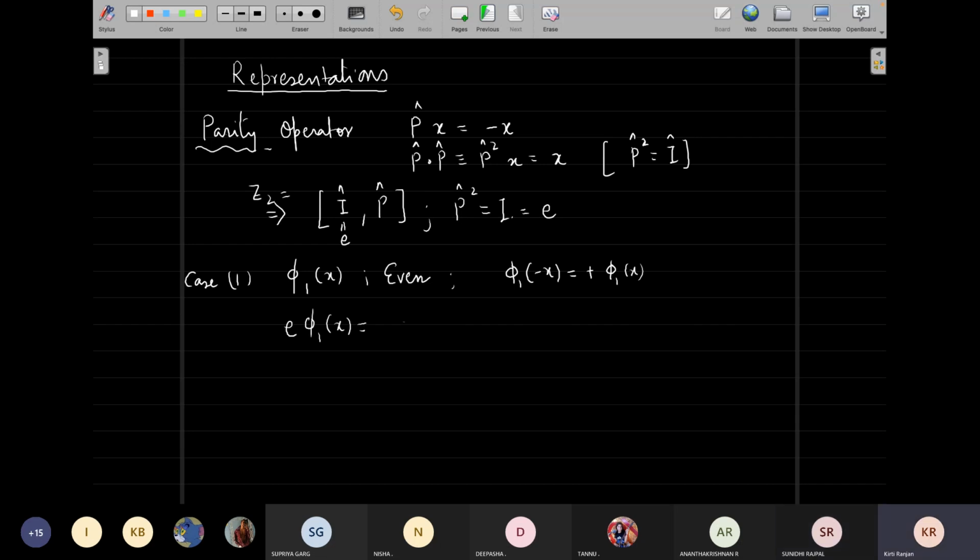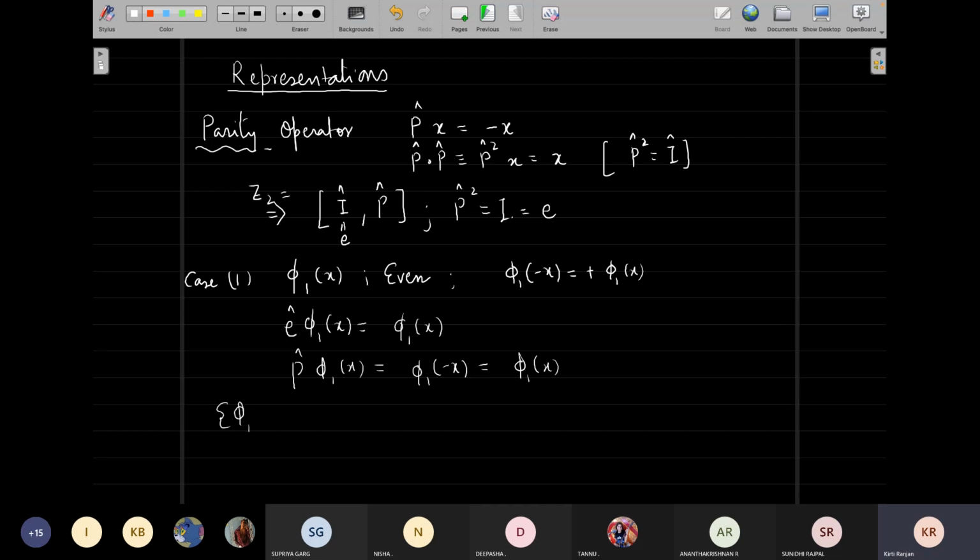Phi 1(x). So this phi gives phi 1(x). Excellent. And what will this P operator give when it works on this? Let me just write. Then it is going to give phi 1(-x), but then phi 1(-x) will be phi 1(x). Now look into this interesting feature.